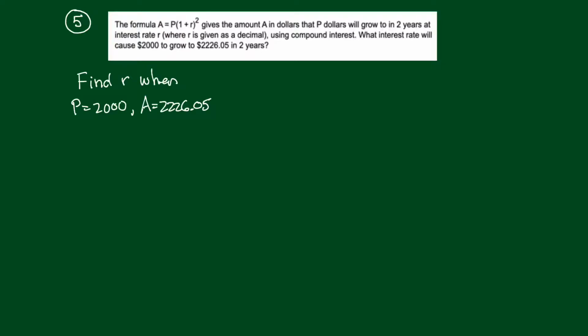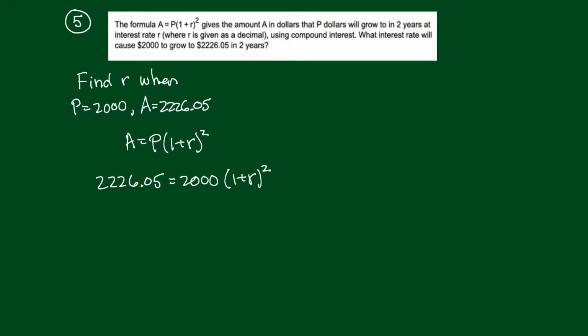So I'm going to write down what it is I want to do. That helps me just kind of think it over here. I want to find R when P is 2,000, A is 2226.05. Let's put these numbers in. So here's our formula. Our formula is A equals P times the quantity (1 plus R) squared. So A is going to be 2226.05 equals 2,000 times (1 plus R), that quantity squared.